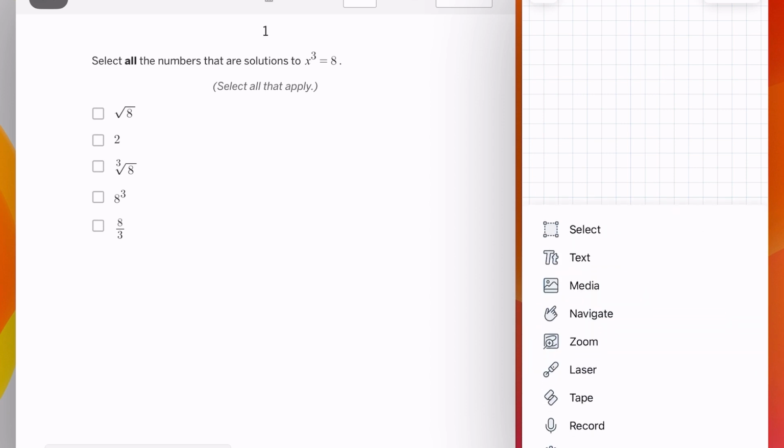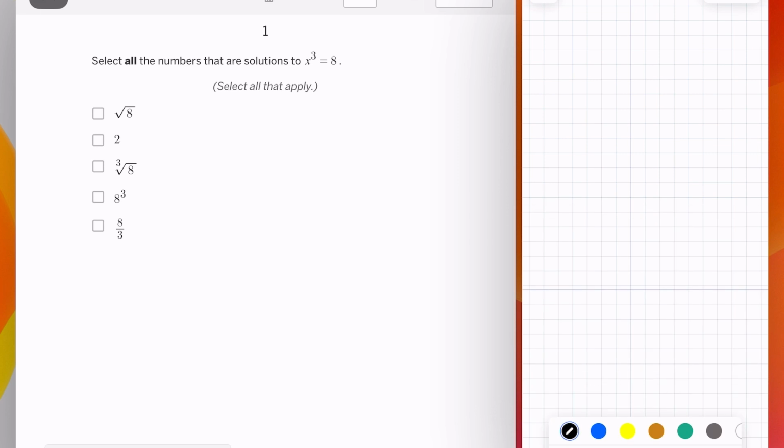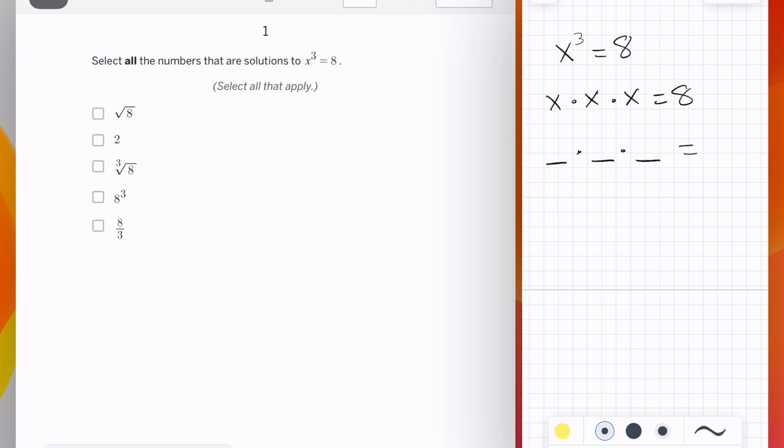Okay. Cool. So question 1, select all of the numbers that are solutions to x to the third power equals 8. Third power equals 8. That means x times x times x equals 8. So we're looking for what number times itself is equal to 8. We can figure that out by taking the cube root of 8, right, if we had a calculator.